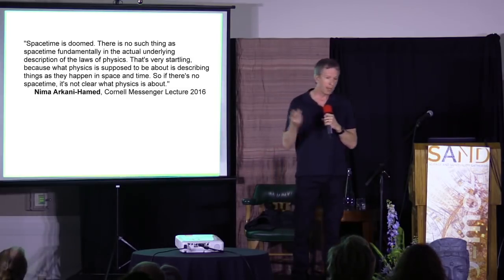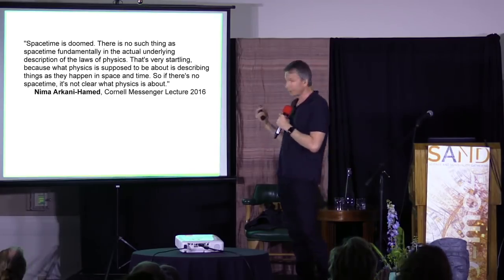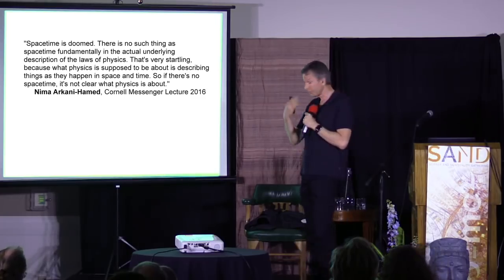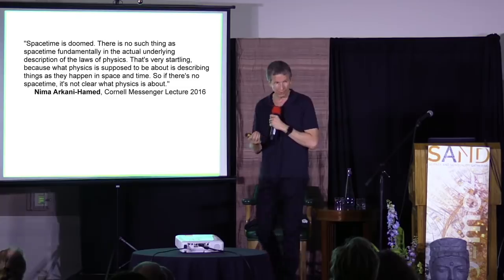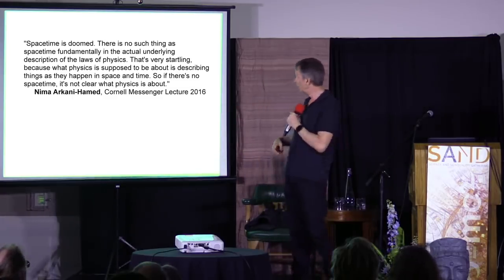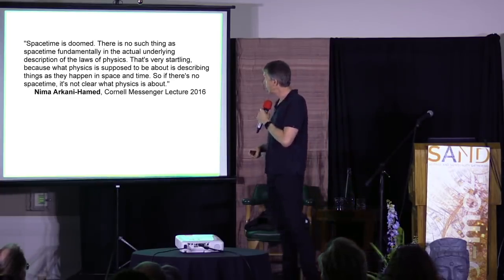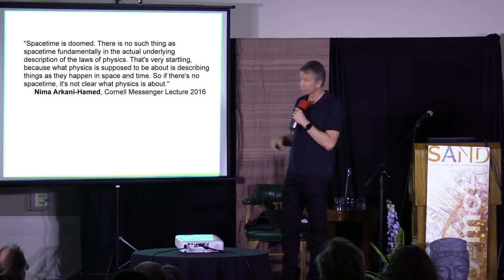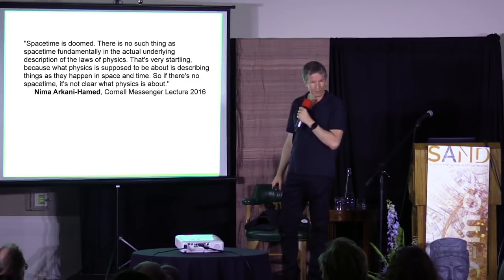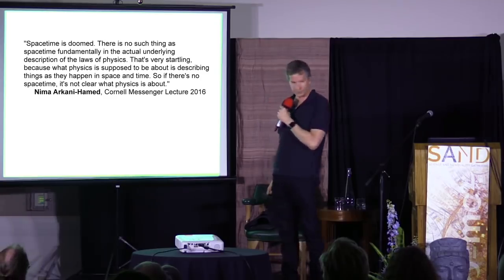And what physicists now say, so I'm coming at this with my team that I mentioned. We're coming at this from the point of view of evolutionary theory and showing that evolution shows that we don't see reality as it is, that space and time are not fundamental. Physical objects are not fundamental. Physicists themselves are coming at this from a different point of view. Nima Arkani-Hamed, who is at the Institute for Advanced Study in Princeton, just this year in a lecture in the spring said, space-time is doomed. There is no such thing as space-time fundamentally in the actual underlying description of the laws of physics.